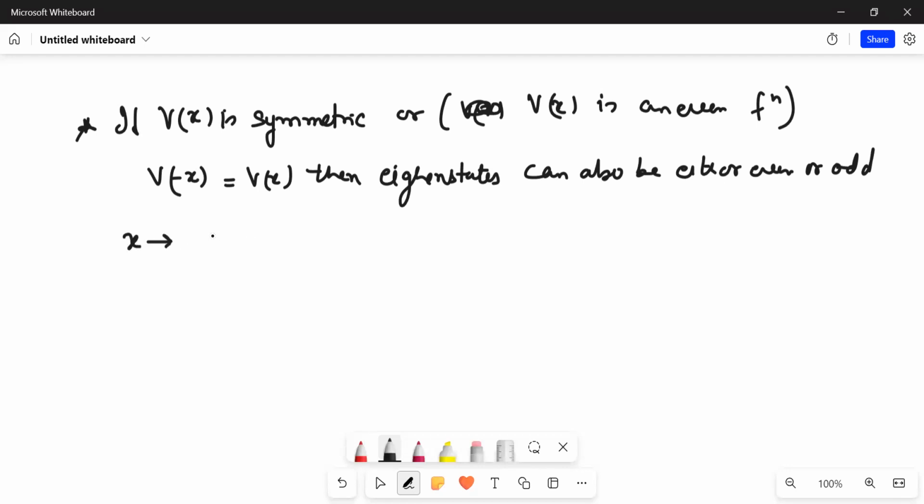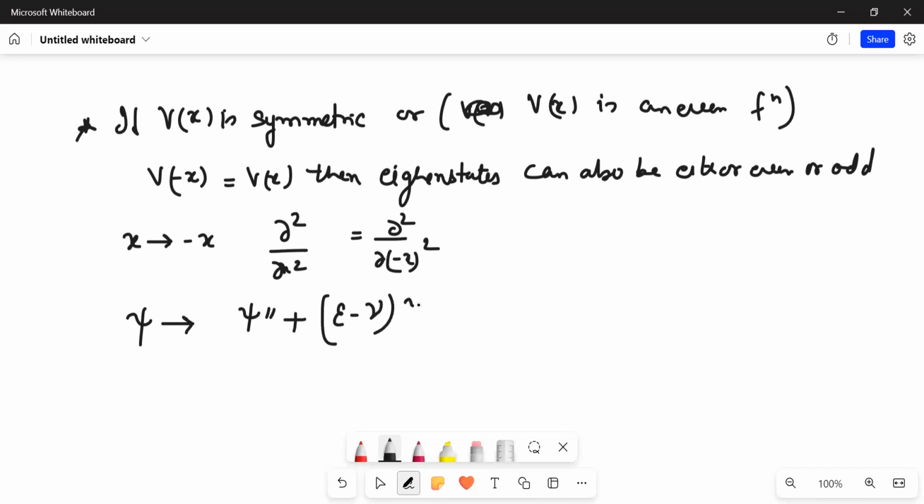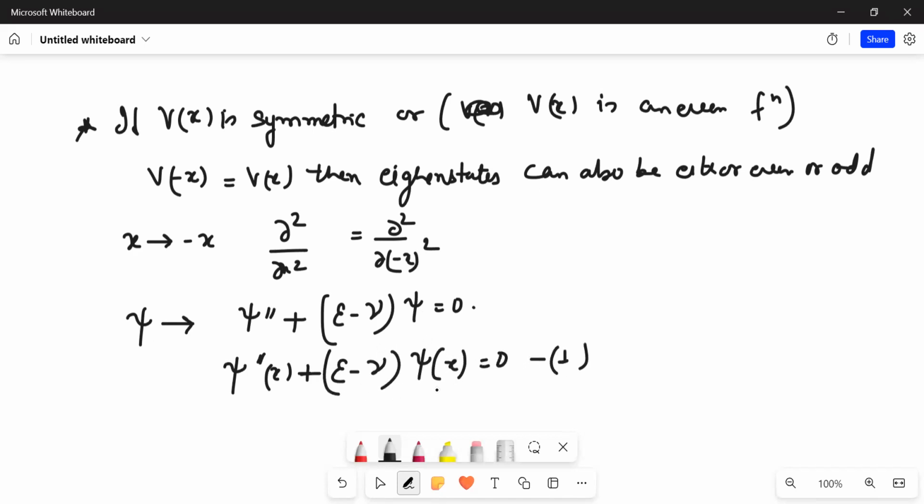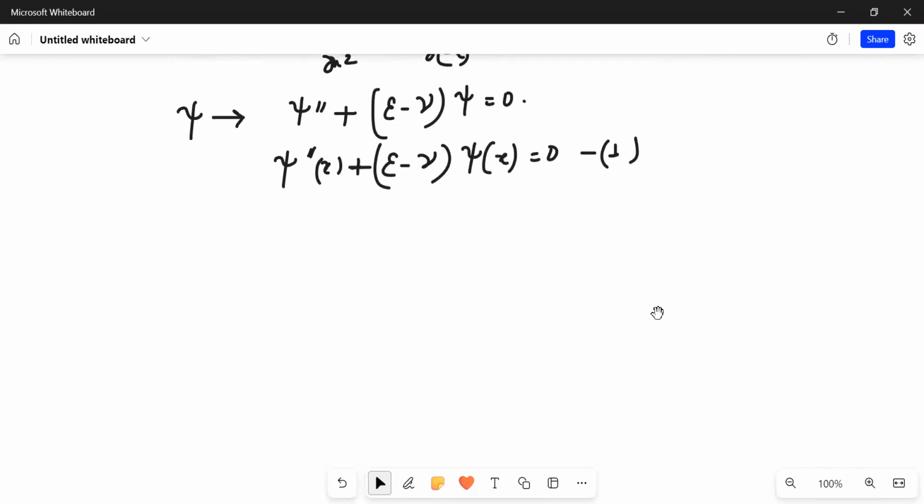Under the transformation of x to minus x, del square upon del x square equals del square upon del of minus x square. Both of them are the same. So if I write the time-independent Schrödinger equation, psi is the solution: d square psi upon dx square plus 2m upon h bar square times (E minus V) psi as a function of x equals 0.